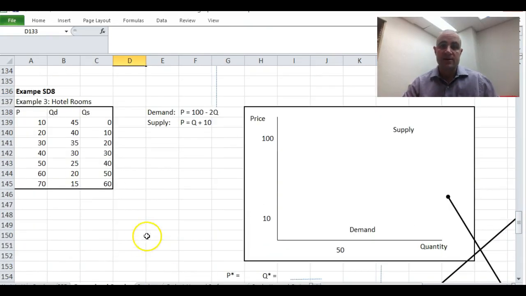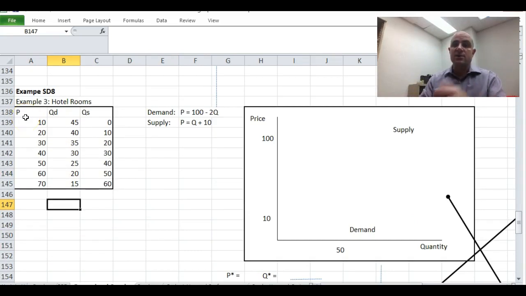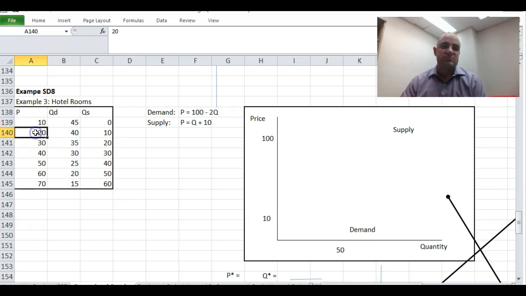If we look at another example down here, this time we're looking at it in table form. We're looking at hotel rooms. This table, which might be from experience or data, tells you at each price how many units are demanded and how many units are supplied. So for example, when the price is 10, there are 45 units demanded and 0 supplied. At 20, 40 are demanded and 10 are supplied.